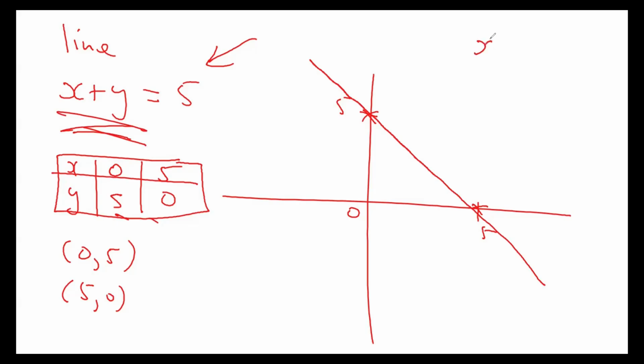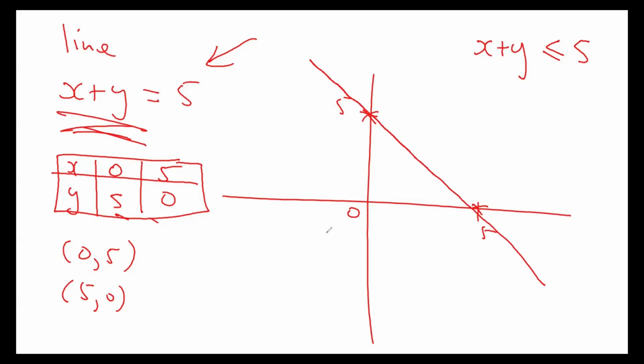Let's say you want x plus y is less than or equal to 5. So we don't have an equation anymore. We have an inequality of values. Which region here satisfies this inequality?